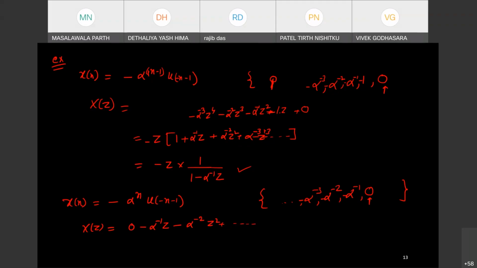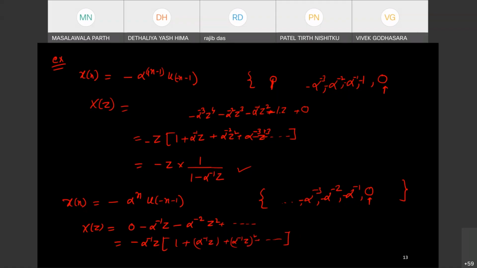Is it correct? No? So this sequence, can you find out? So this is simply, I can write minus alpha to the power minus 1 z common. This is 1 plus alpha to the power minus 1 z plus alpha to the minus 1 z, that square, like that. Is it okay? Am I correct till now?